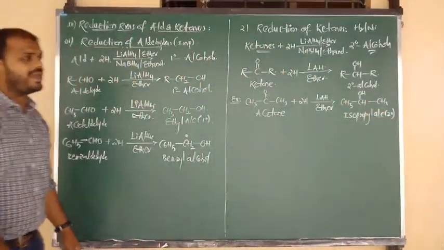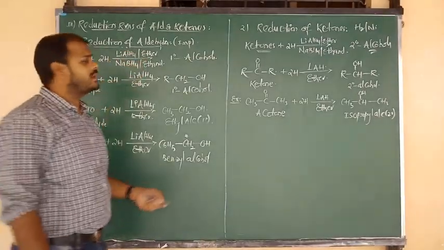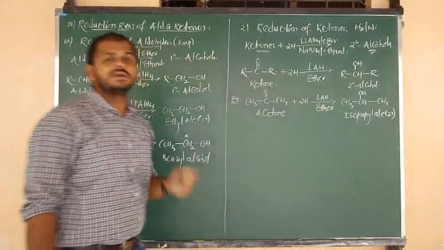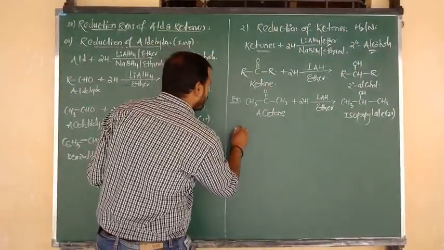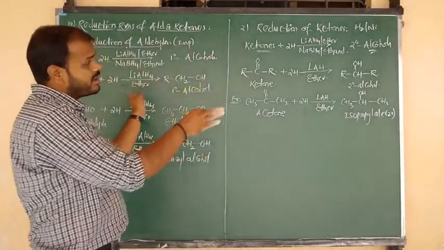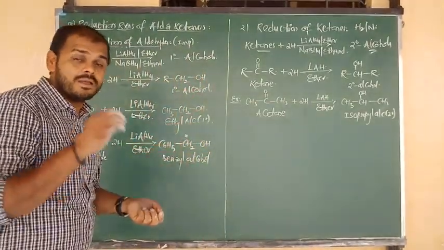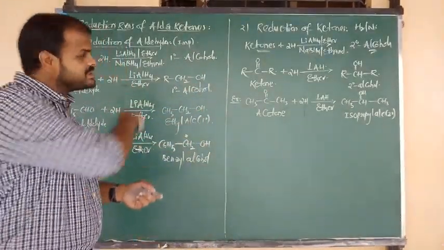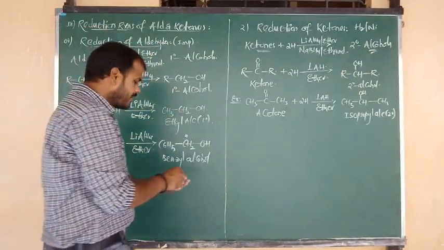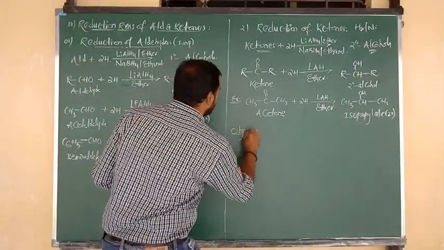So aldehydes upon reduction give primary alcohols and ketones upon reduction give secondary alcohols. Okay, good. These reactions are very important for theory. Now, on the basis of the reaction, we have to know the list of reducing agents we can use for these reactions. This point is only for objective.